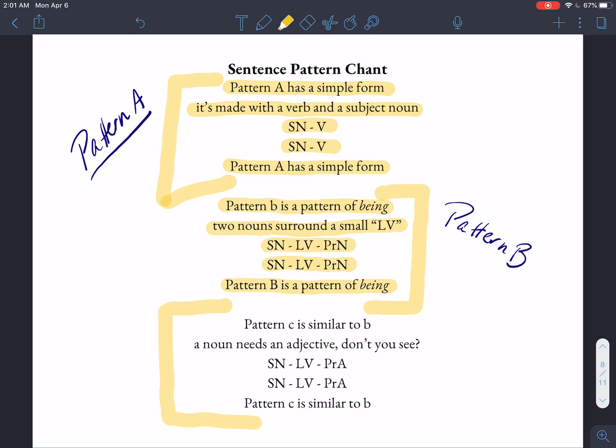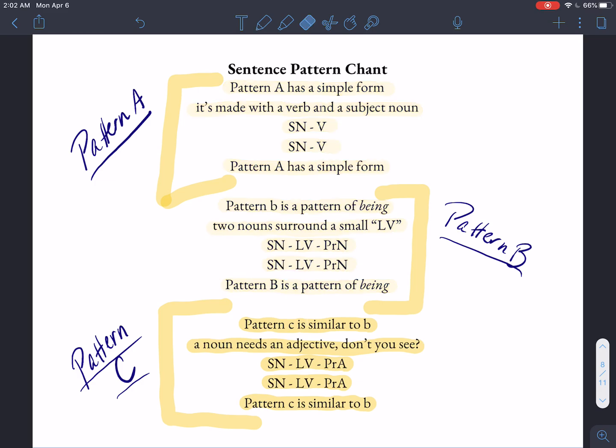Here we go. Pattern C is similar to B. A noun needs an adjective, don't you see? SNLV, PRA, SNLV, PRA. Pattern C is similar to B. So that's pattern C. So we've got all our patterns.